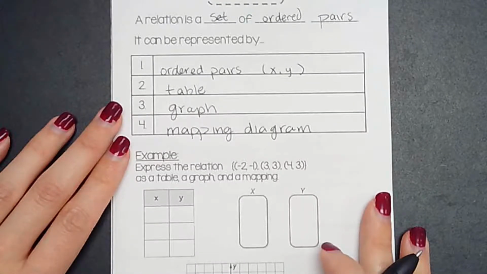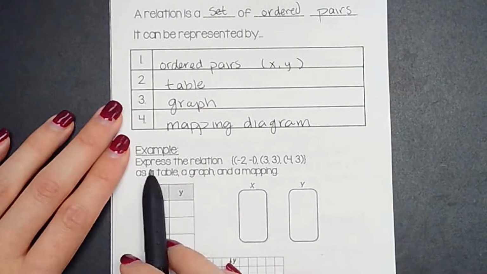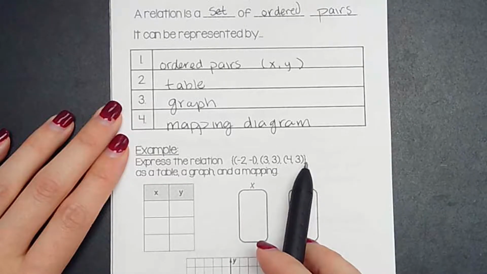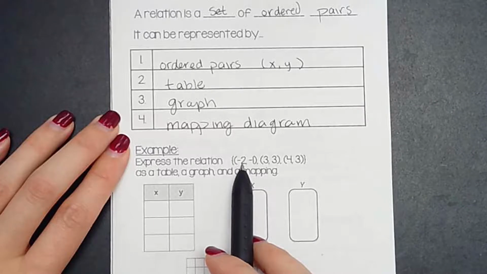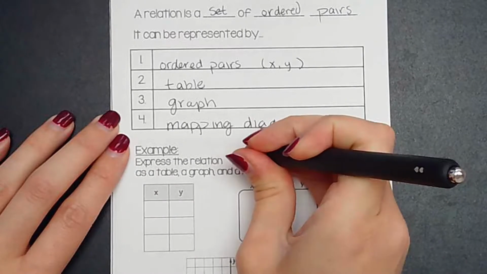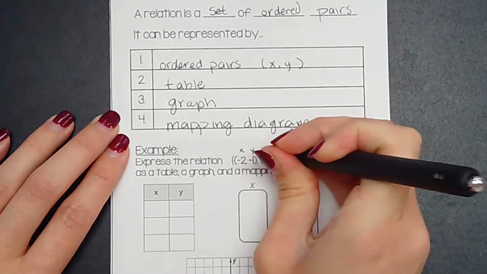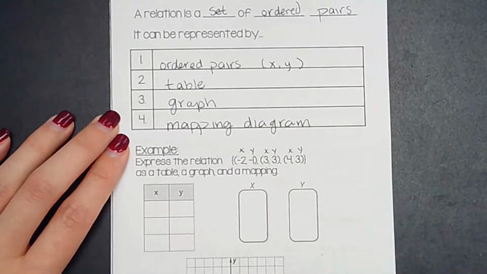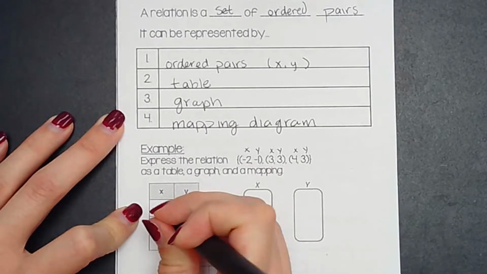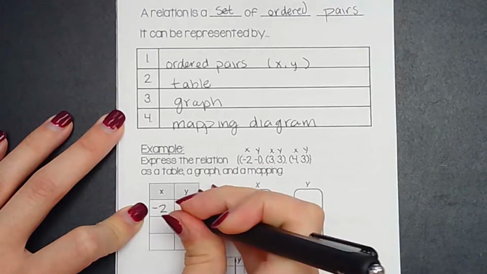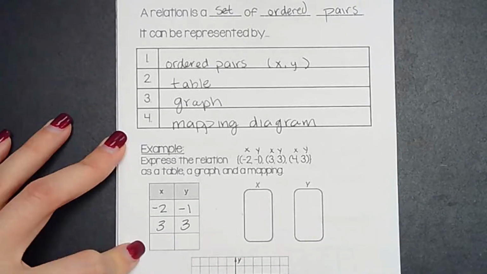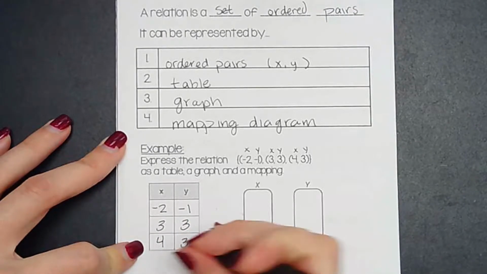So in our first example, they are giving us the relation with 3 ordered pairs in it. So my ordered pairs are (-2, -1), (3, 3), and (4, 3). So in my ordered pairs, I know that x comes first and y comes after. So when I make this into my table, the x value goes in the x column, and the y value that matches up with it goes in the y column. So I can do the same thing for the next one. And for (4, 3), the x value is 4, the y value is 3.